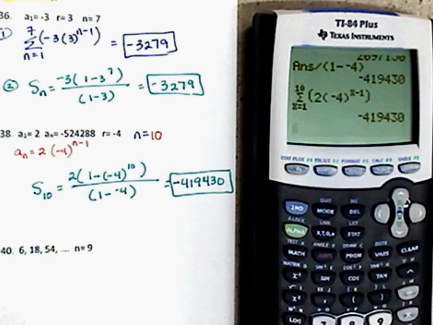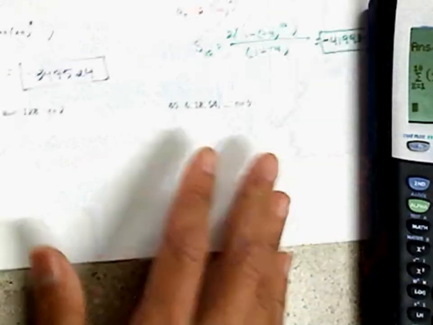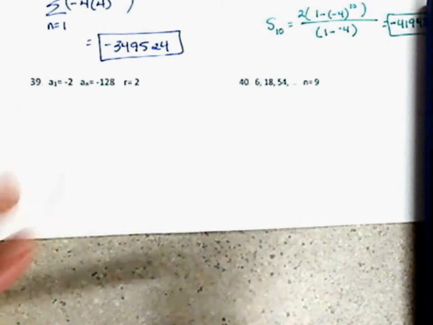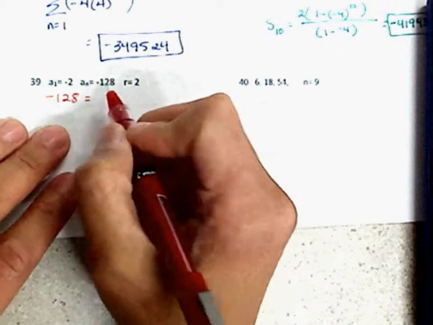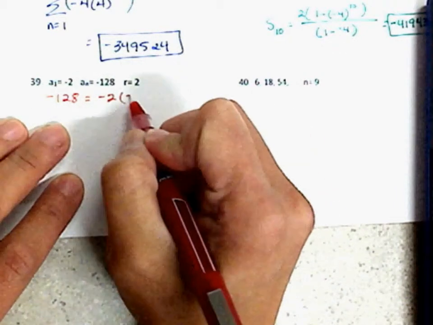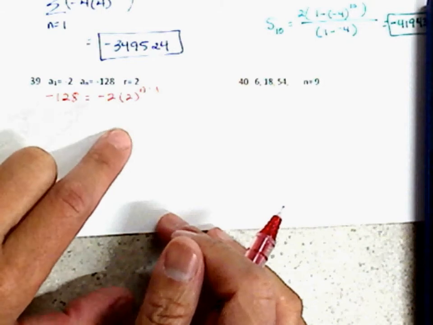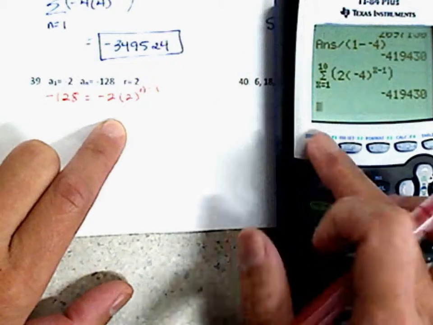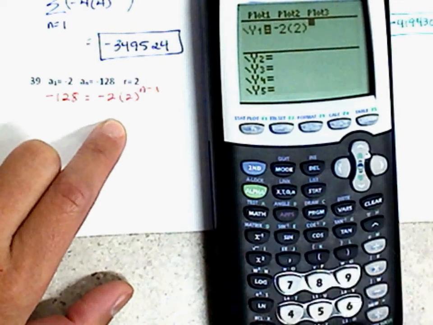Okay? All right. Number 39, I'm also missing an n, so I got to go find that n first. Okay? So, negative 128 equals your first term times your r, n minus 1. All right? Now, you could type this into your calculator. Y equal. So you can go negative 2 parentheses 2 raised to the x minus 1. Second table, look for negative 128. It comes out to be 7.